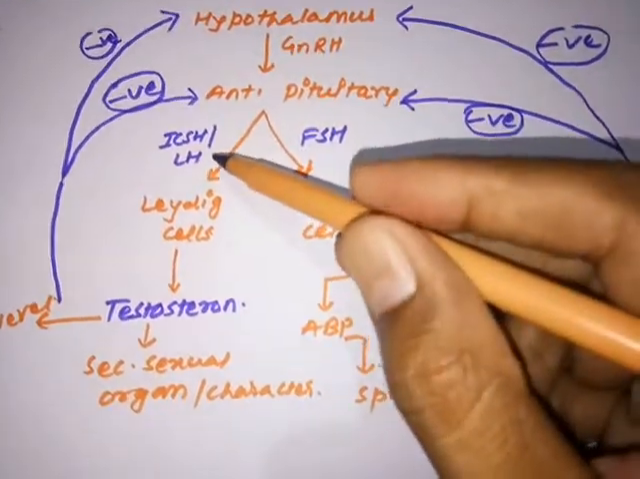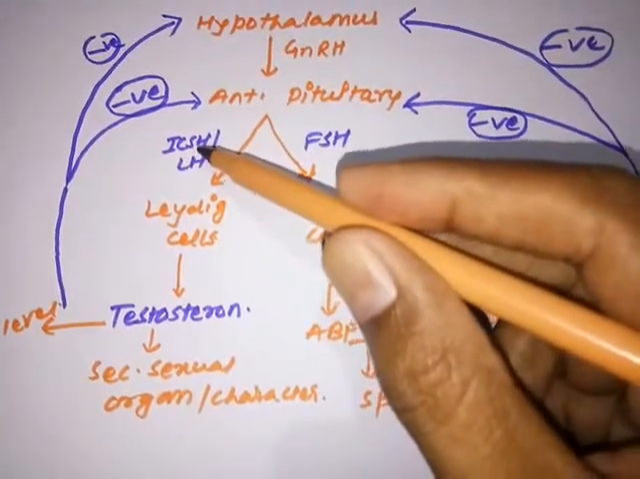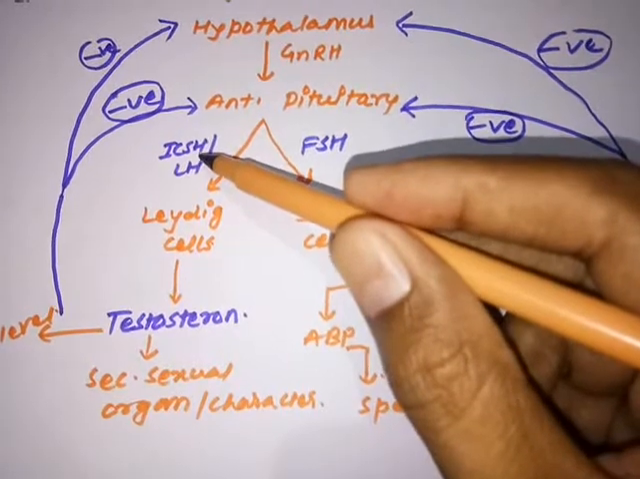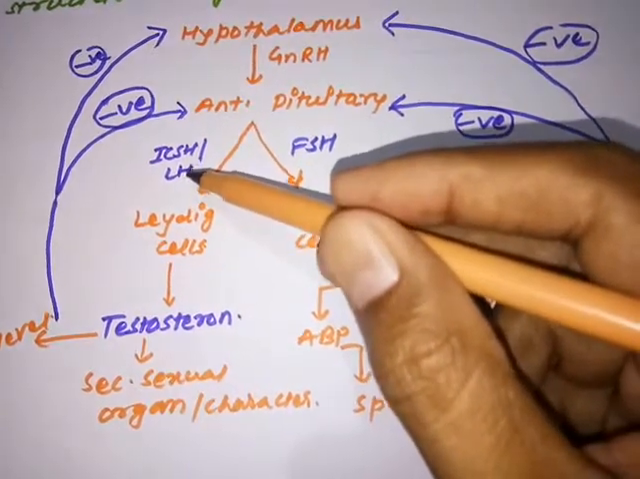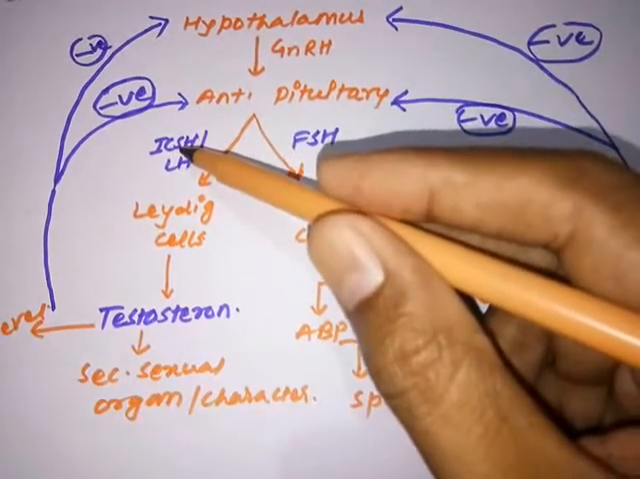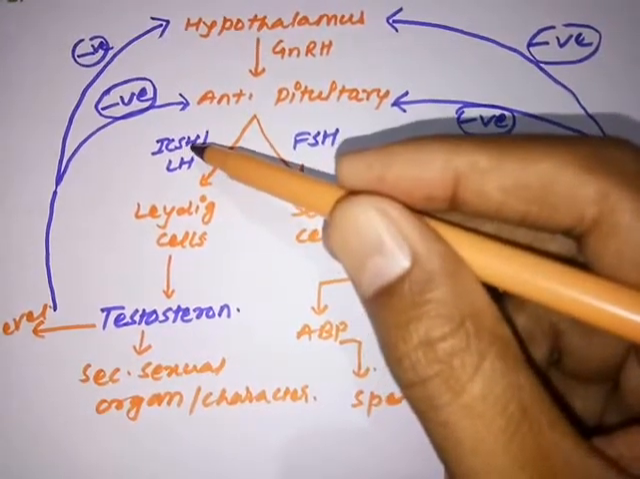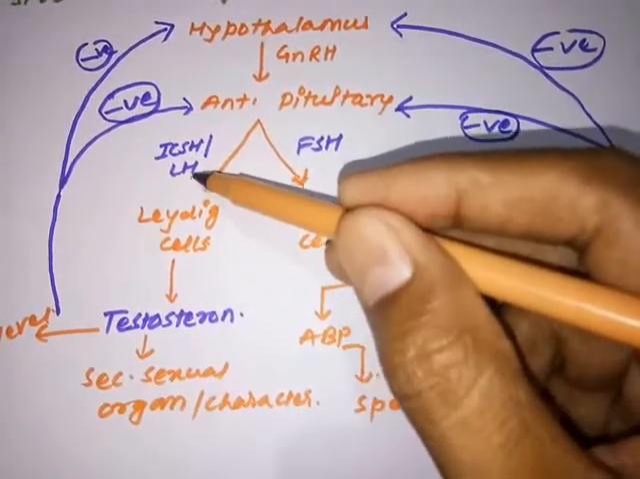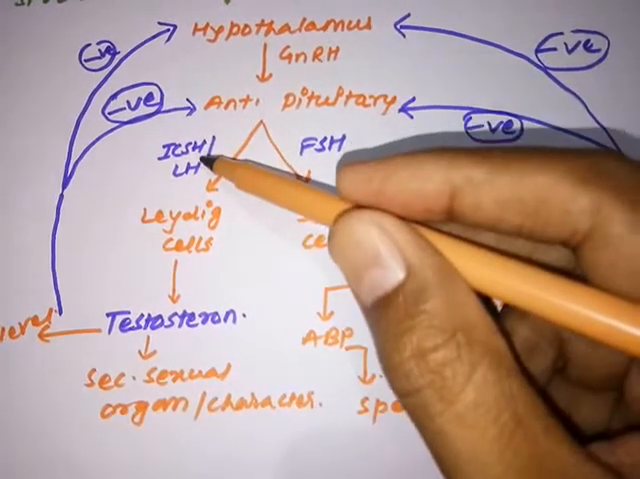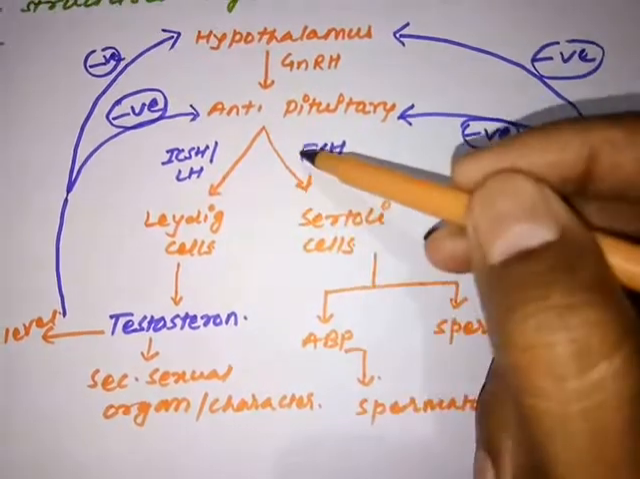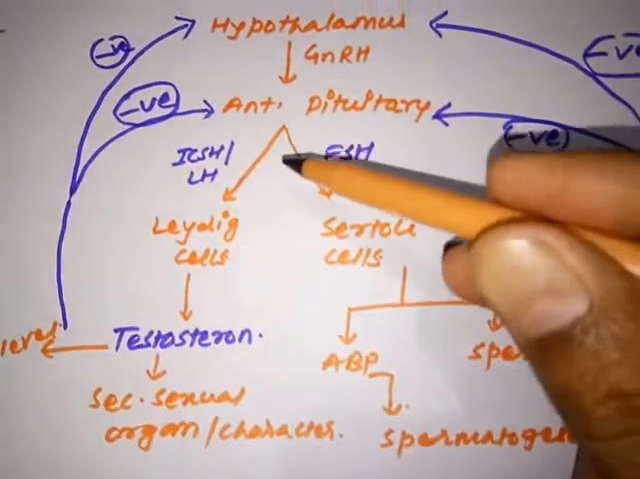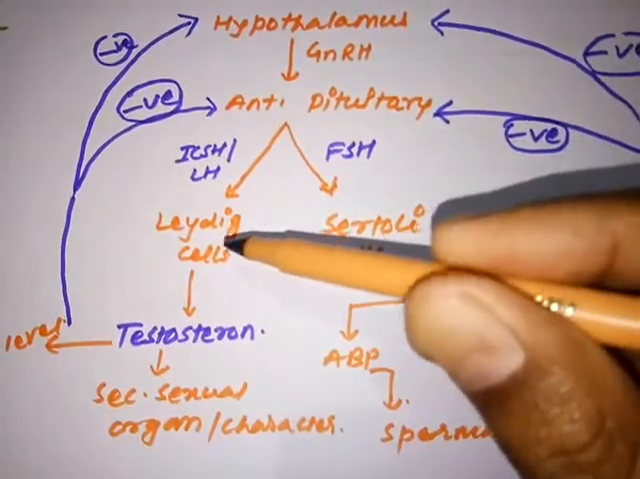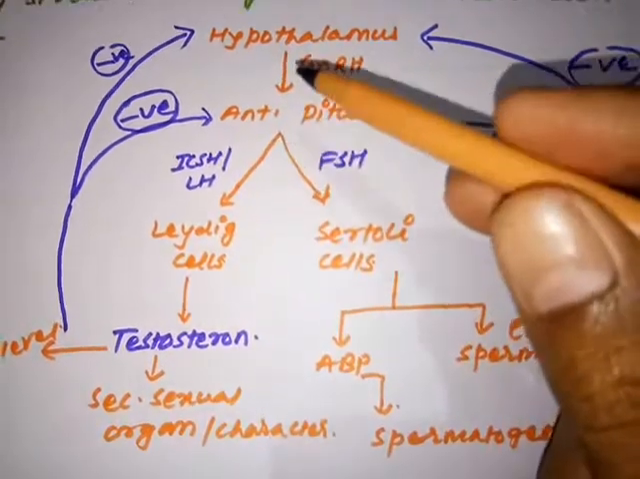Second one, ICSH, interstitial cells stimulating hormone. You know very well in the testis, what is the interstitial cell? The Leydig cell is the interstitial cell. So this is going to stimulate the interstitial cells of Leydig, or LH, luteinizing hormone. So ICSH, LH and FSH. FSH is going to work on the Sertoli cell and ICSH is going to work on the Leydig cells. Are you getting my point?